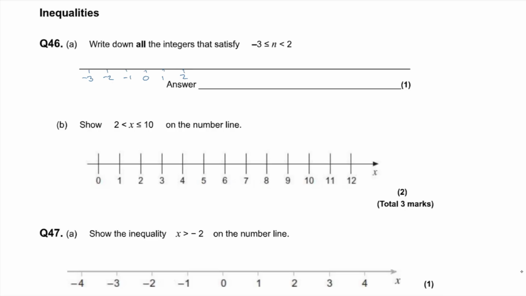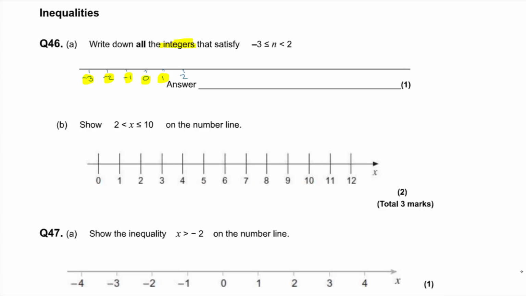Now our value of n, it can be equal to minus 3 because it says n can be greater than or equal to minus 3. But it can't be equal to 2, but it can be equal to any of those other numbers in between. So it can be any of those, but it can't be 2 because n has to be strictly less than 2. So the integer values are the whole number values between those two limits.